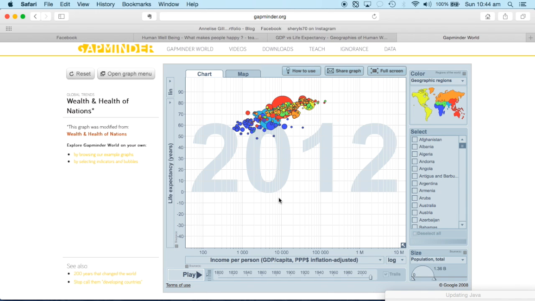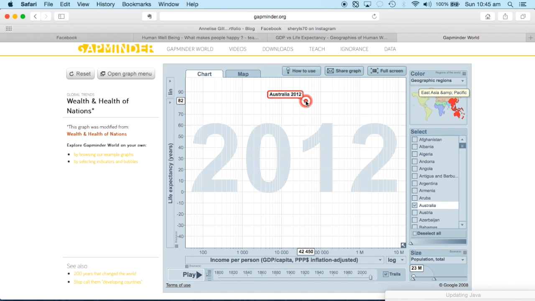Okay, so question 4 asks you just for the figures for Australia. So the easiest way to do this is to go onto this column down the side and click on Australia and fade the other ones out. So in 2012, we need the life expectancy for Australia. And we can do that by hovering over the number, and we can see that these numbers are highlighted down here and down here. So the life expectancy in Australia in 2012 was 82, and the GDP per person was 42,450.